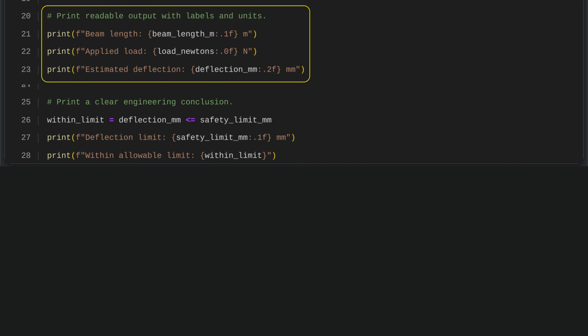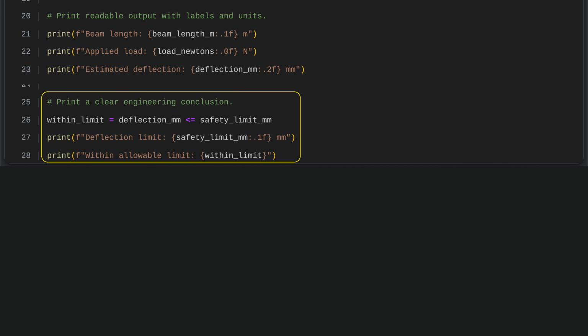The output presents 3 key beam values in readable units: length in meters to 1 decimal place, applied load in newtons as a whole number, and estimated deflection in millimeters to 2 decimal places. This formatting keeps the results clear, precise, and easy to compare with safety limits.